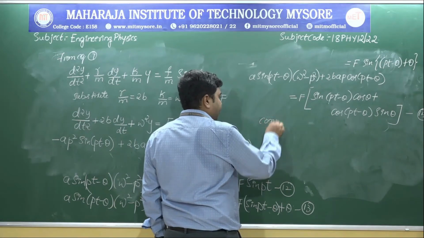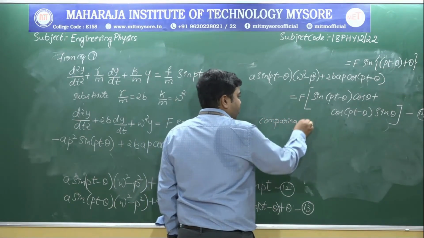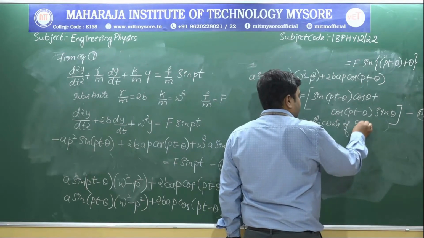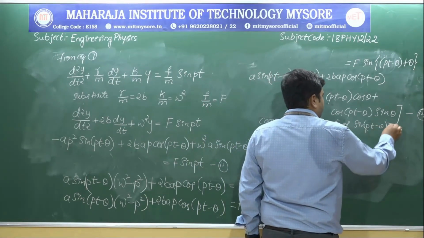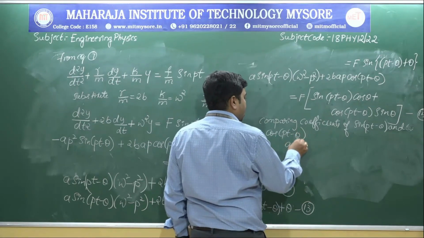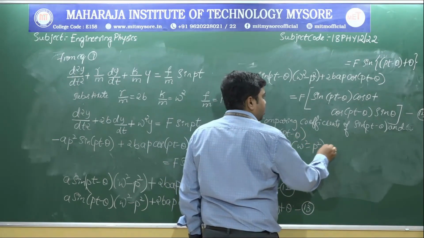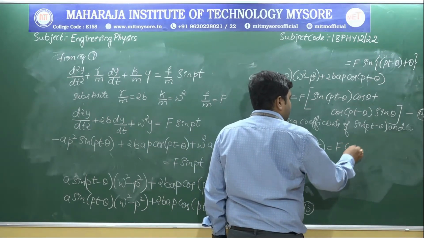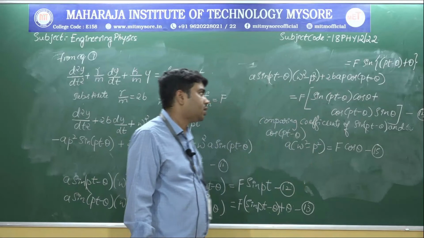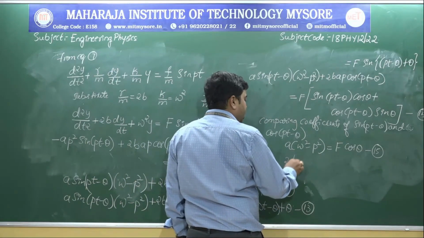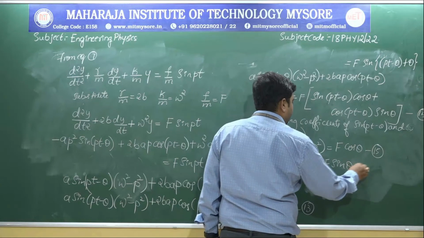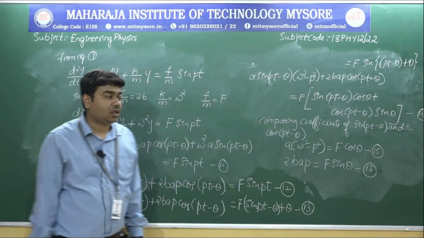Comparing coefficients of sin(Pt minus theta) and cos(Pt minus theta), A into (omega square minus p square) is equal to f cos theta. We will call this equation 15. And again, comparing the coefficients of cos(Pt minus theta), 2b AP is equal to f sin theta. We will call it equation 16.